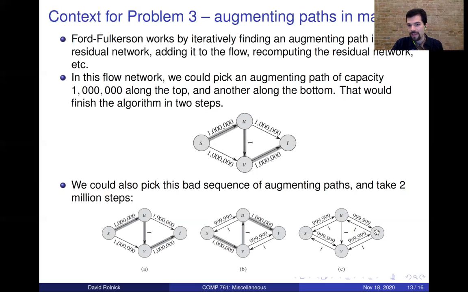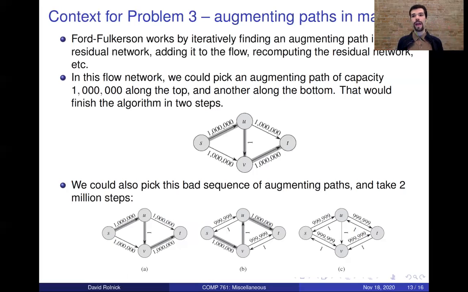We can have another augmenting path like this, and another augmenting path like this, and we can keep on basically reversing the direction of this edge. And each augmenting path backtracks along this edge, and so we only add flow 1 each time. So we could end up having 2 million augmenting paths if we did it in this order. The idea here is that the particular augmenting paths that we choose really dictate how long Ford-Fulkerson takes. This is an example where we could choose 2 really good augmenting paths, but we could also choose augmenting paths in such a way that we end up having to choose 2 million of them before the algorithm ends.